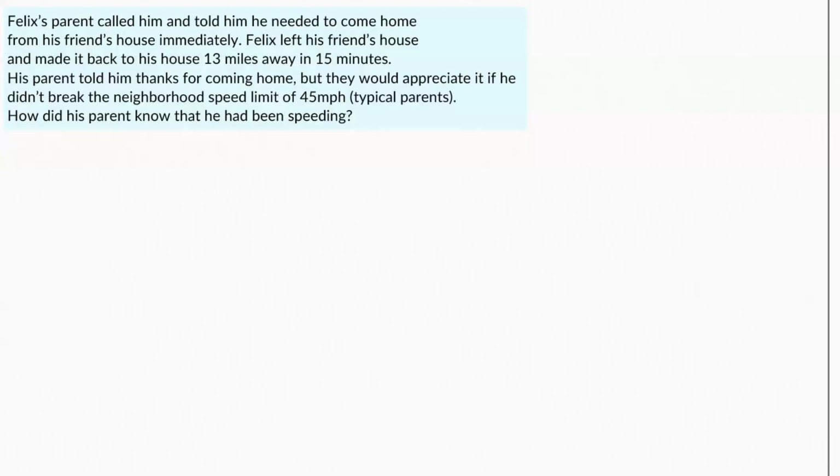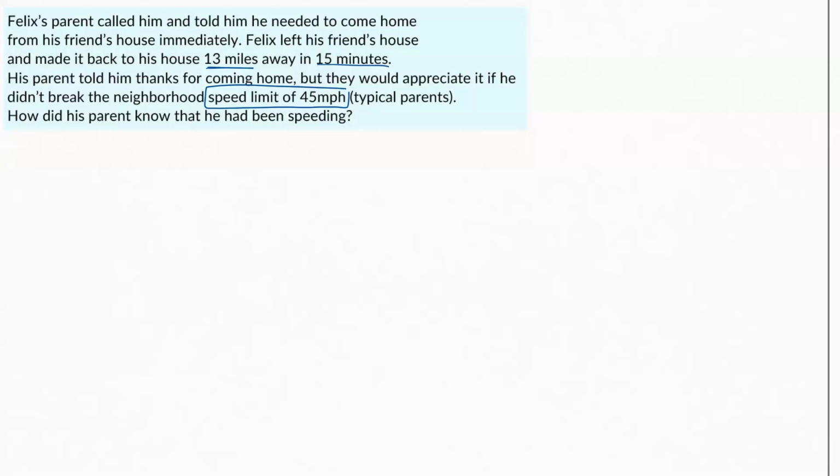Here we've got an example of a word problem you could see. This is saying this kid Felix's parents called him home, and they say come home immediately. He leaves his friend's house and makes it back to his house, which is 13 miles away, and he makes it in 15 minutes. Then his parents are like, hey dude, you broke the speed limit, which is 45 miles per hour. And then they want us to use some logic to say, well, how do we know that this kid was speeding coming home right now?